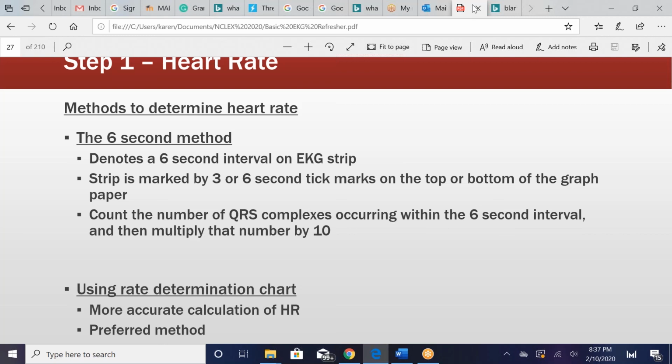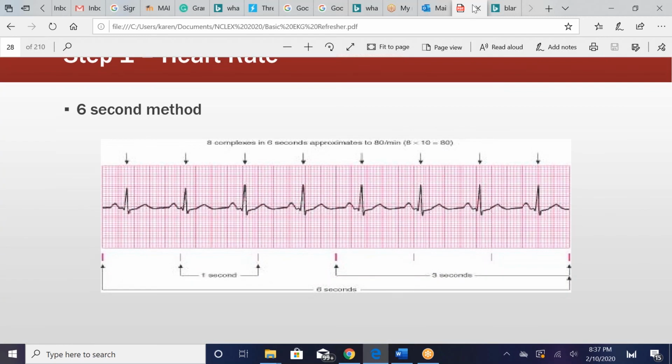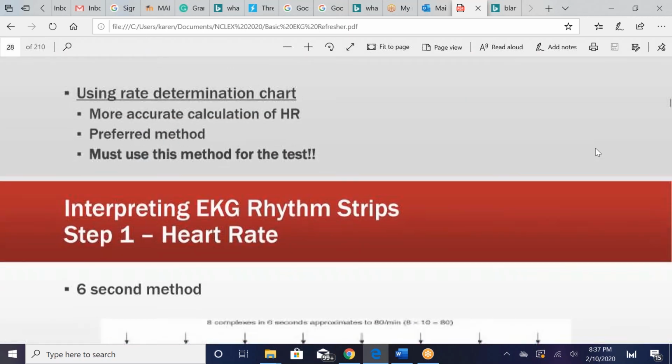And that gives me an estimate of what the heart rate is. Okay, so here is this strip. Here's another strip, a 6-second strip. As you can see, one dot is here, another dot is here. That is 3 seconds, and another dot is here. That tells you that it is a 6-second strip. Now, so this is a 6-second method.